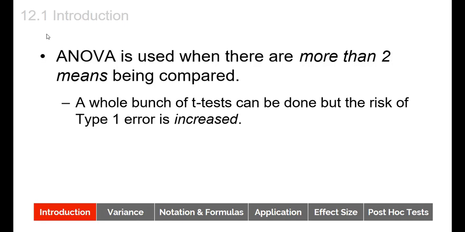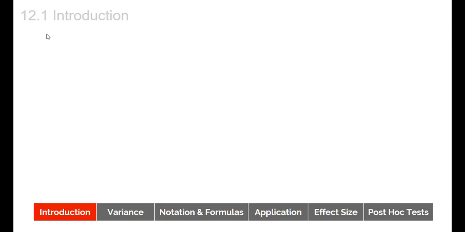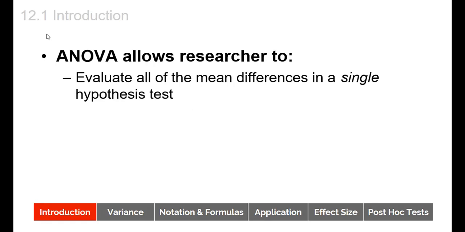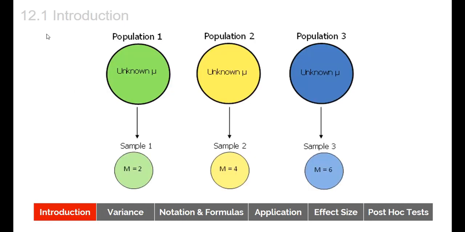But when we do a bunch of t-tests, we increase the risk of type 1 error. And every t-test inflates the alpha. We call this experiment-wise alpha level. So it increases the chance that we're making an error when we do a bunch of t-tests. But ANOVA allows a researcher to evaluate all the mean differences using a single hypothesis test. We're going to use a single alpha level, and this will minimize the risk of type 1 error.